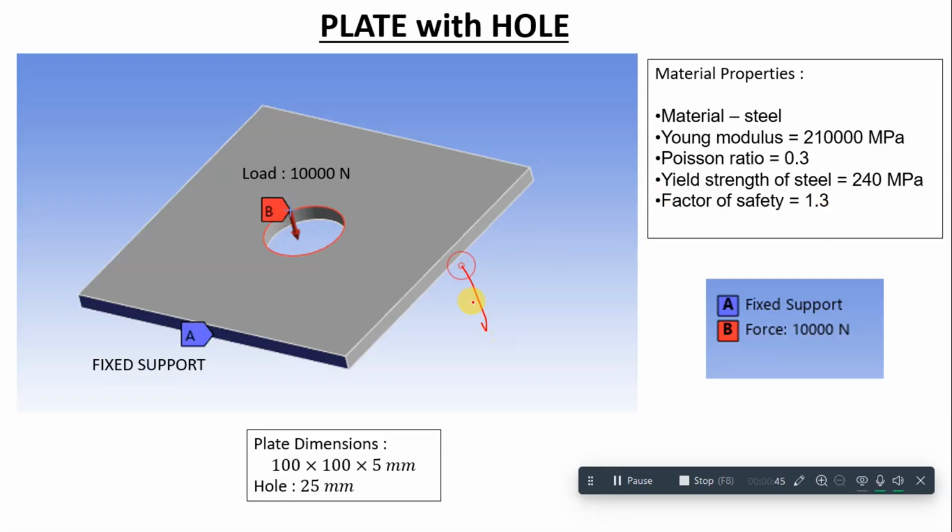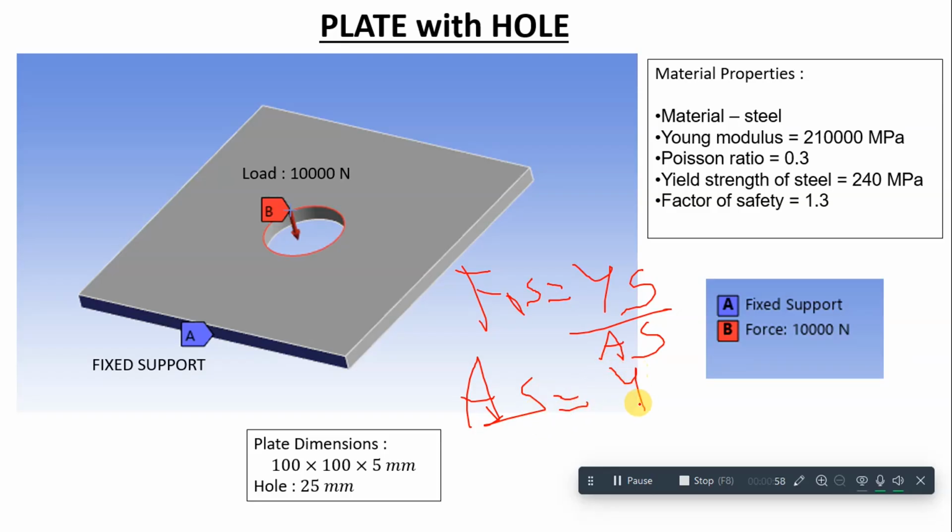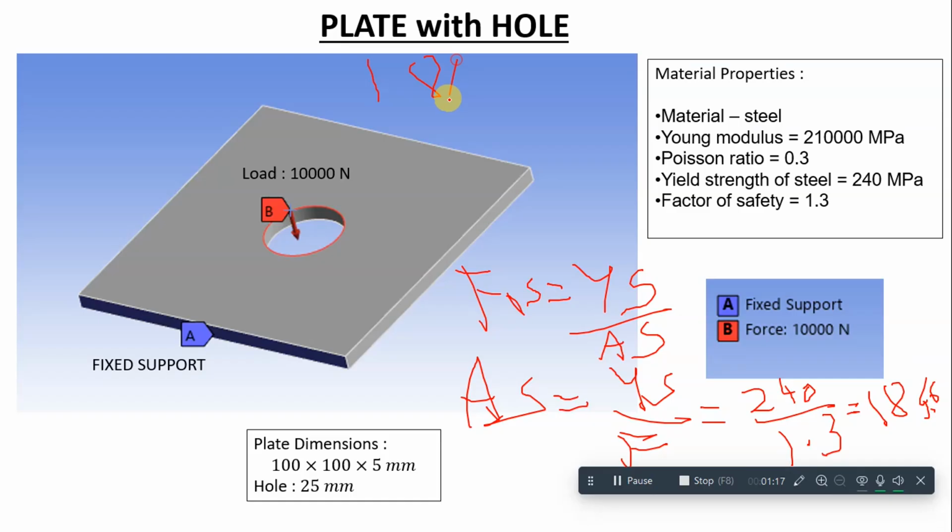First of all, we know that factor of safety is defined as the ratio of yield strength upon maximum allowable stress. So the allowable stress is defined as the ratio of yield strength upon factor of safety. The yield strength is 240 megapascal and the factor of safety is 1.3. Based on that, the value we obtained is 184.6. So this is the maximum allowable value that the material can withstand.